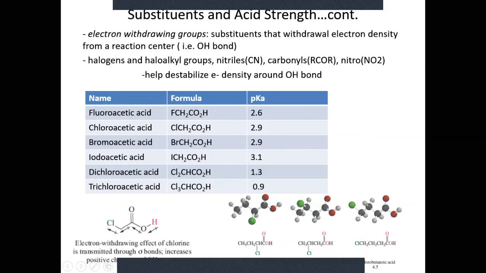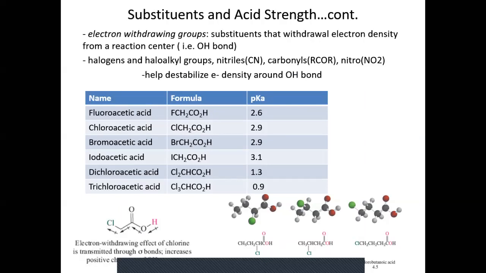So what else can we add to acids to affect their strength? What we can add, and this is very important, is electron withdrawing groups. These are groups that withdraw electron density away from the reaction center. And you may ask, for a carboxylic acid, what is the reaction center? The reaction center is that OH bond.